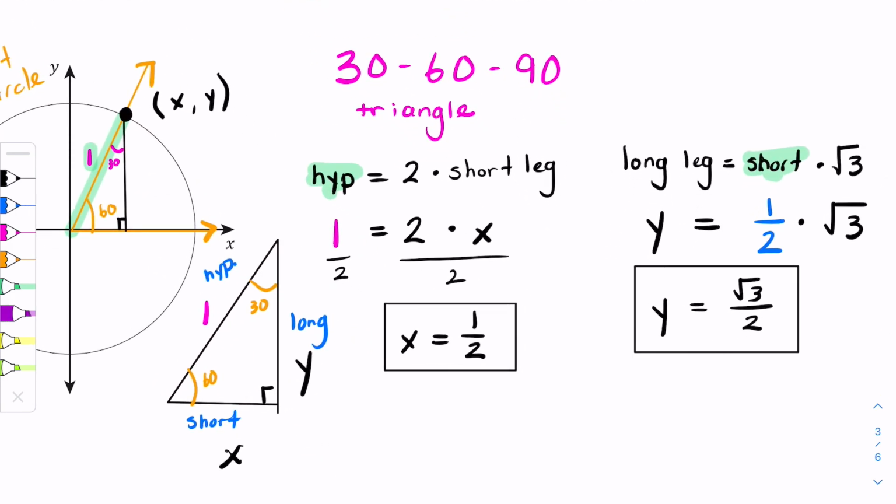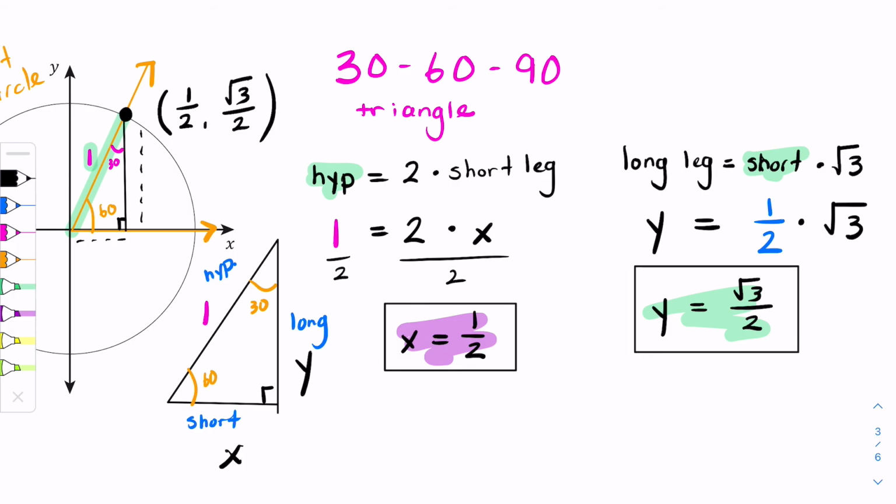Also, once we know that x is 1/2, and once we know that y is square root of 3 over 2, I can rewrite this ordered pair as the point 1/2, comma, square root of 3 over 2. My x value is how far we went over on the x-axis. My y value is how far we went up on the y-axis, and those two values correspond to your short and long legs.